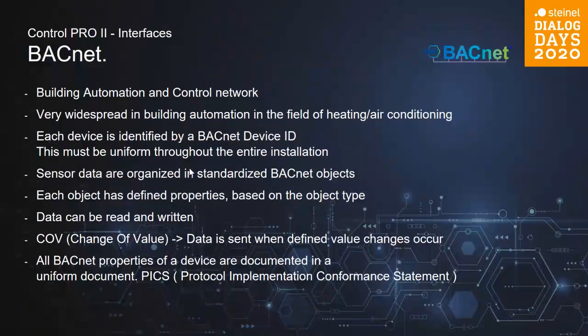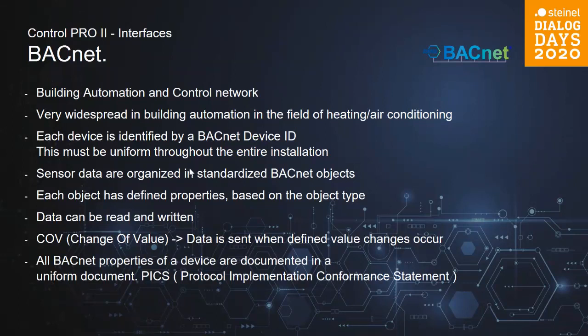BACnet, Building Automation and Control Network. This is very widespread in building automation in the field of HVAC, heating and air conditioning. Each device is identified by a BACnet device ID, and this must be uniform throughout the entire installation. Sensor data is organized in standardized BACnet objects, and each object has defined properties based on the type of the object. The data can be read and written, and data is sent with a defined value when changes occur. We call this COV, change of value.